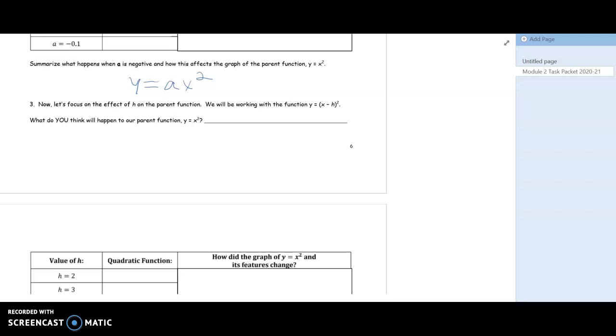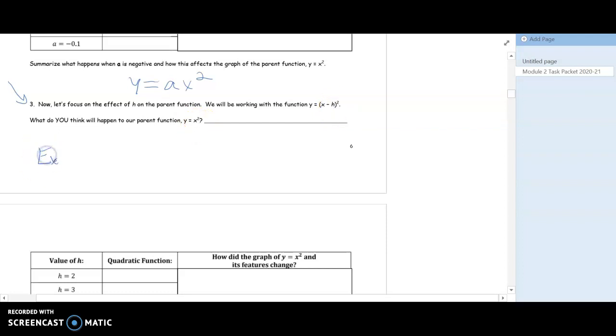Yesterday in class we saw the effects of a on a quadratic function, that coefficient, whether a is positive or negative. Please find in your task module number 3, and we're going to see what adding an h value to a quadratic parent function does to that function.